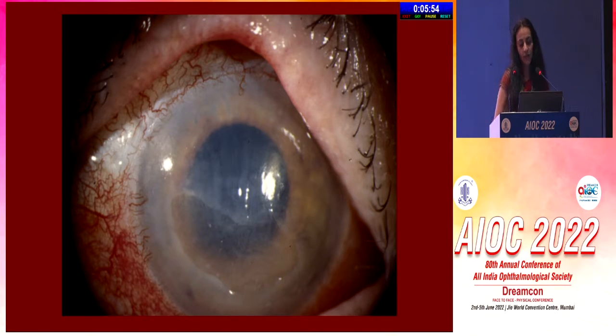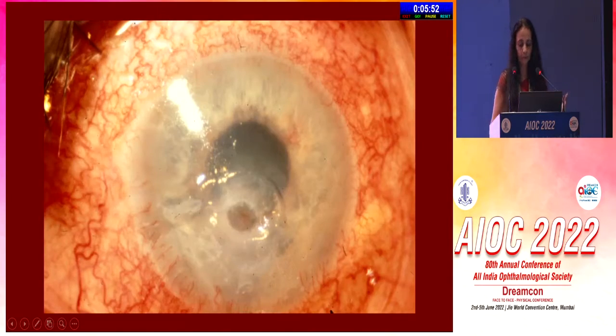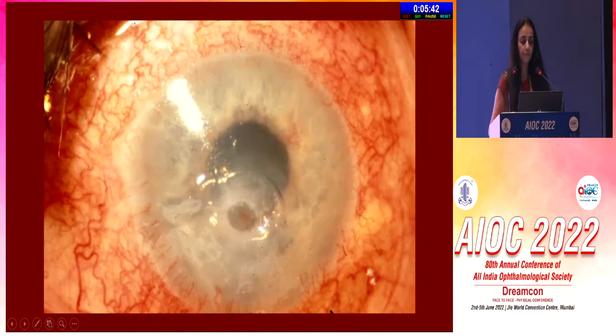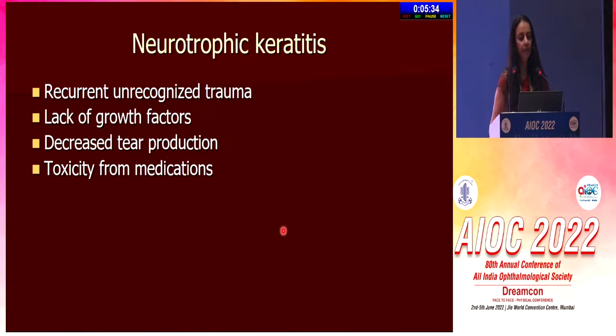In this case, if you look carefully, my pointer won't work. If you look carefully, you can see in the center, there are some keratic precipitates, which gives away that this is probably secondary to HSV or VZV. And a similar looking ulcer here, well-defined margins, thickened borders, and we'll look at that in a moment, why those borders are thickened.